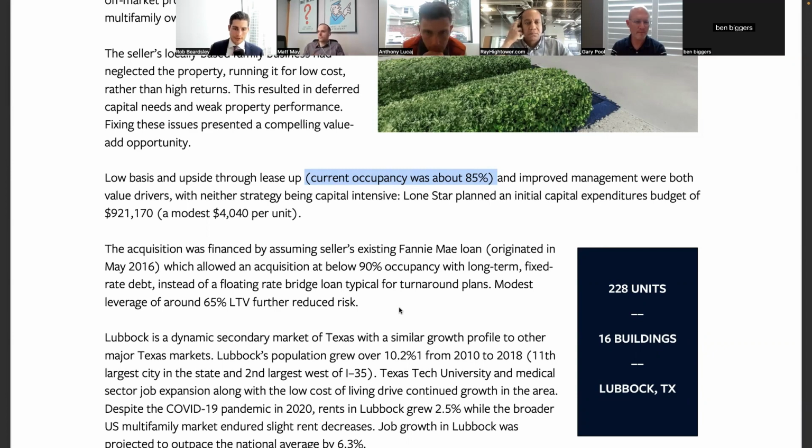And luckily, we were able to avoid those factors by assuming the existing loan, which was at modest leverage. So we could have potentially achieved bigger returns through a more levered loan structure. But this really mitigated our risk, right? Because we were buying a deal that had some risk to it. We were able to counteract some of that property level risk with a lower risk debt strategy.